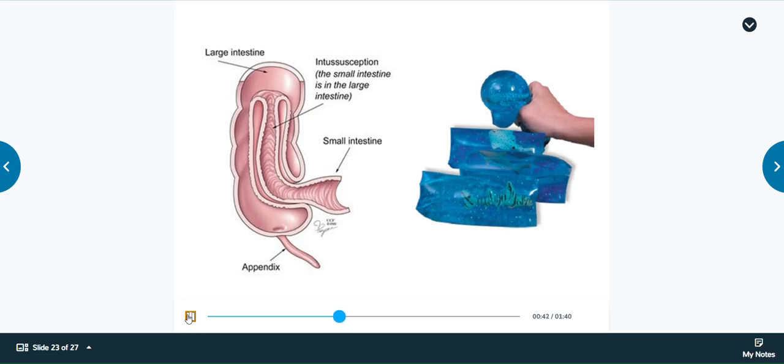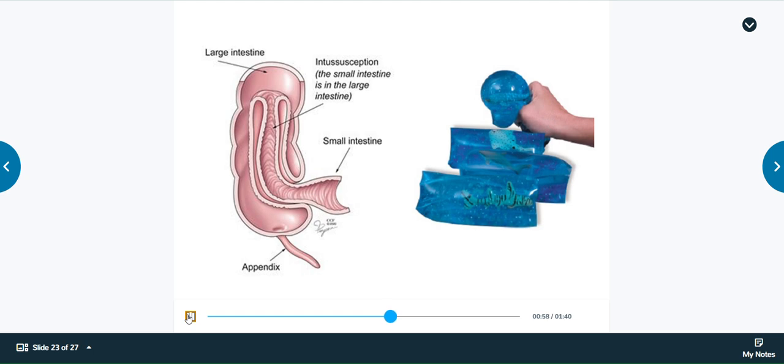I want you to remember this. Currant jelly stools are going to be the hallmark sign of intussusception. It can lead to sepsis and peritonitis and eventually shock and death. So we want to make sure that we diagnose it and treat it quickly. We can't really wait around to treat this.